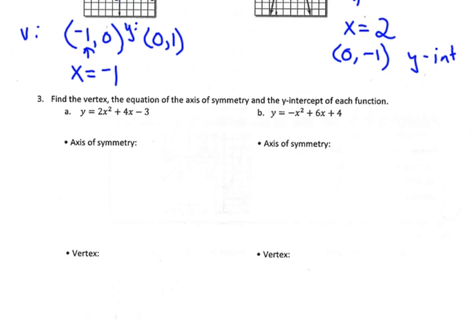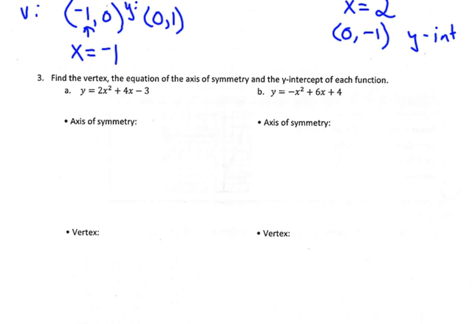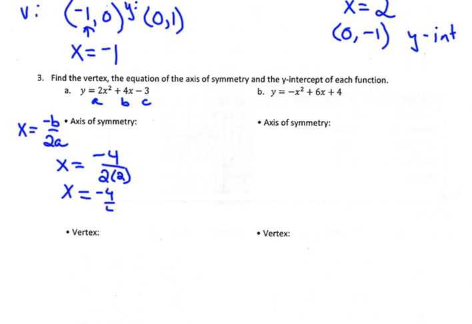Now we're going to use some of our equation stuff. So our axis of symmetry is always negative b over 2a. Right? You need to have that memorized. That's not going to be given to you. So for this equation, here's your A, here's your B, here's your C. So it might help you to go through and label those. So I'm going to have negative 4 over 2 times 2. So that's negative 4 over 4, which is negative 1.